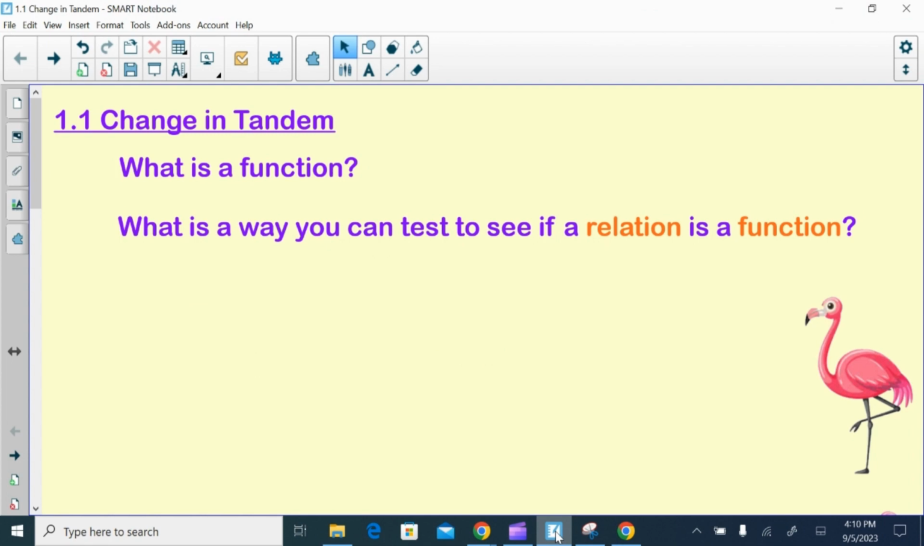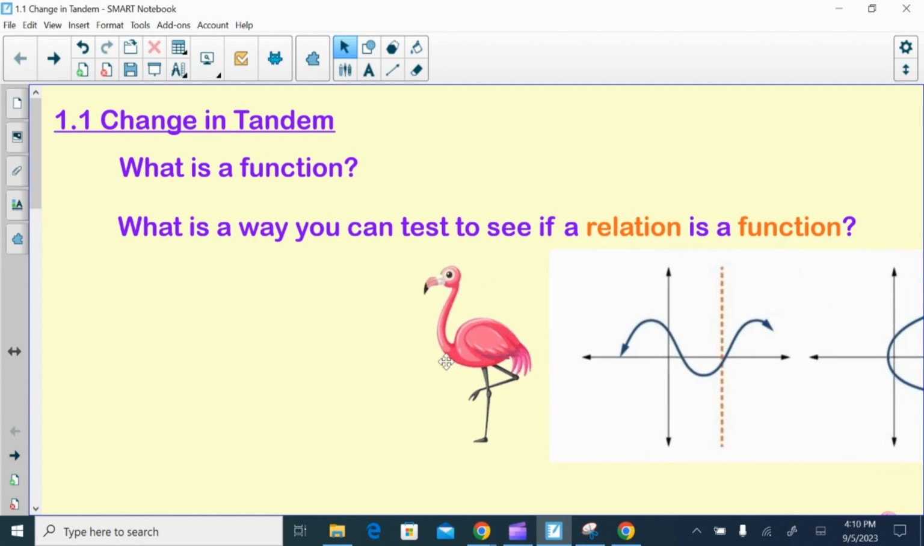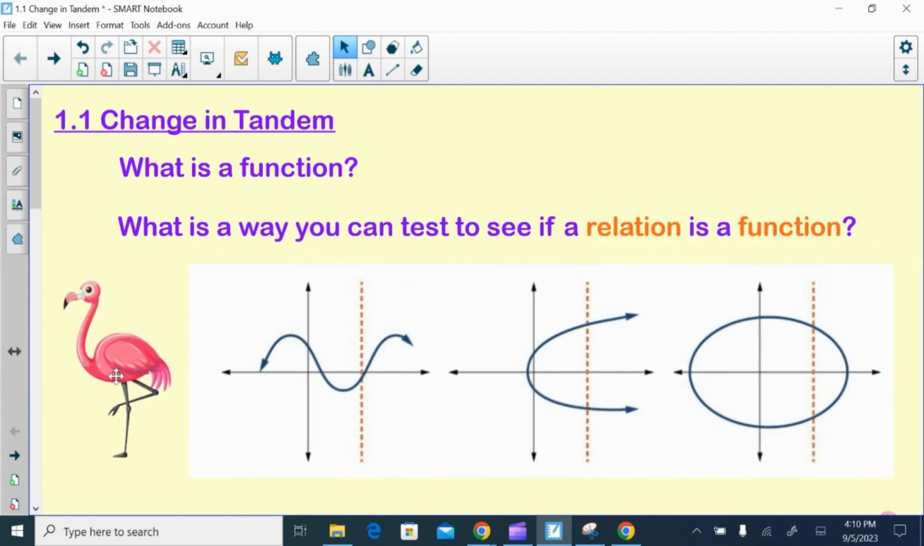I'm assuming that the students have some prior knowledge. So if I just say, what is a function, I want to brainstorm with students, telling me what they think is a function, and try to lead them into that vertical line test. So the next question here: what is a way you can test to see if a relation is a function? And hopefully they'll remember the vertical line test. I also snipped a little example of how the vertical line test can work for you.